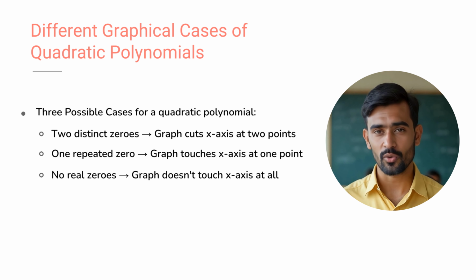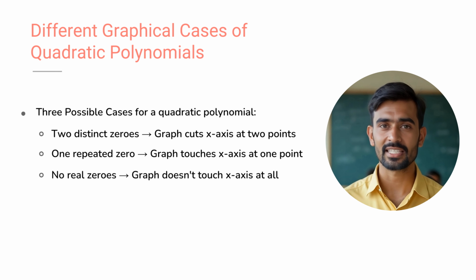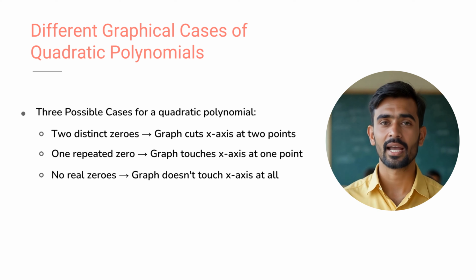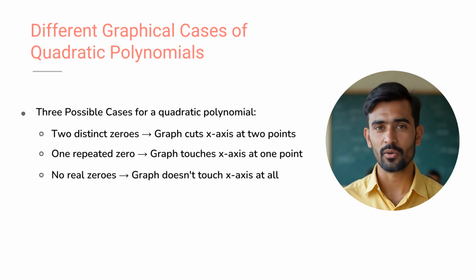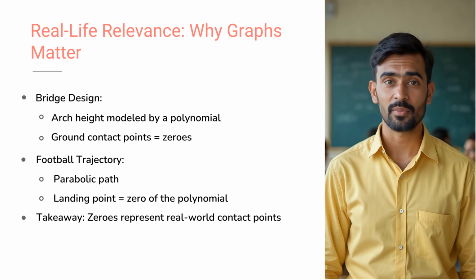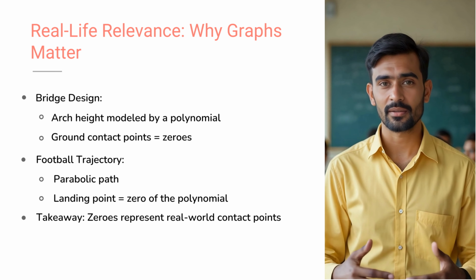And finally, what if the graph doesn't touch the x-axis at all? In that case, the polynomial has no real zeros. It means p(x) never equals 0 for any real value of x. So, depending on how the parabola sits, a quadratic polynomial can have 2 distinct zeros, 1 repeated zero, or no real zero at all. So, why should we care about these zeros and their graphs?